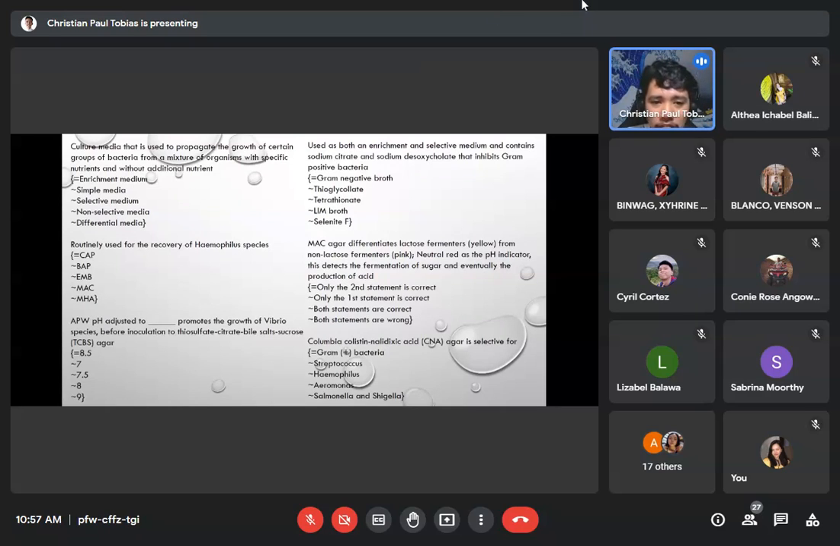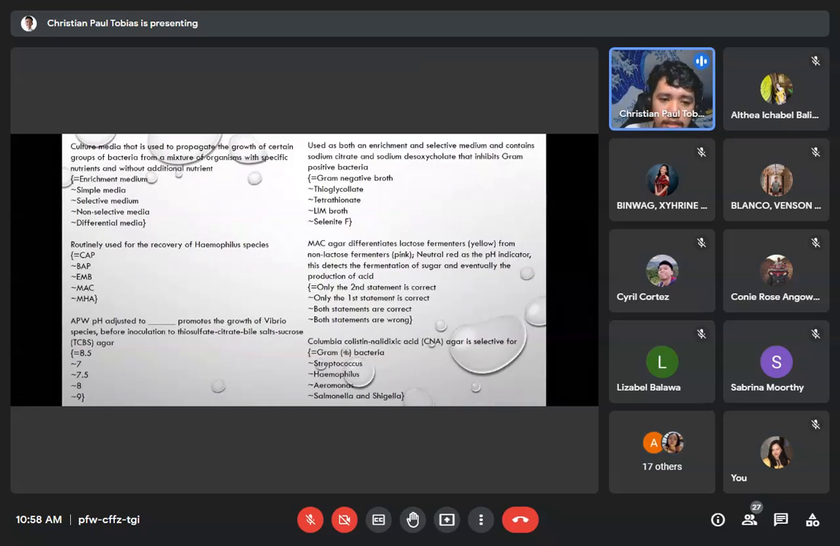So, MAC agar differentiates lactose fermenters, yellow, from non-lactose fermenters, pink. So, baliktad, no? Pag lactose fermenters, pink. Kapag fermenter, pink. So, neutral red as the pH indicator. This detects the fermentation of sugar and eventually the production of acid.